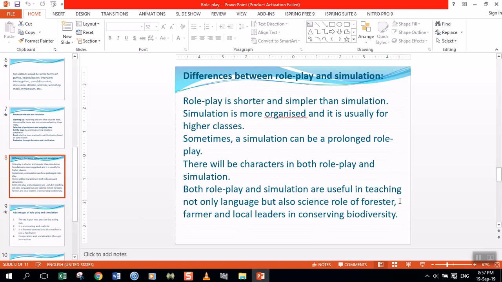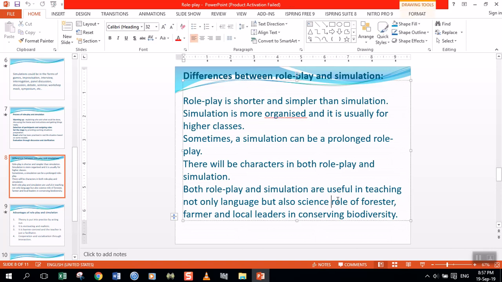Both role play and simulation are useful in teaching and learning, not only language but also science. So let me give you an example here. It is role play in science. In science, the roles of the forester, farmer, and local leaders in conserving forest, if they are acting on that, that is what you call role play.